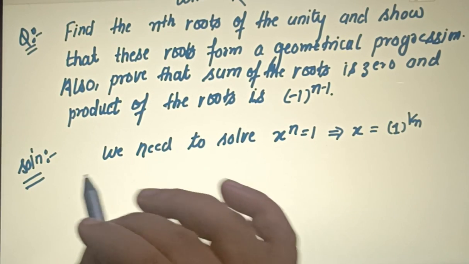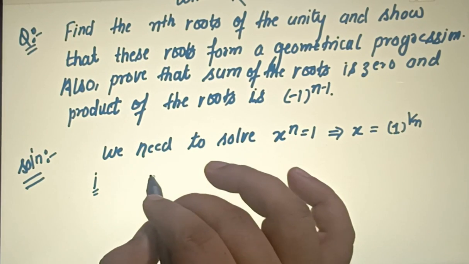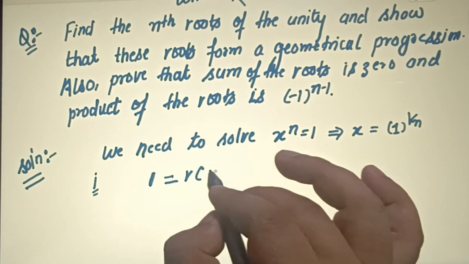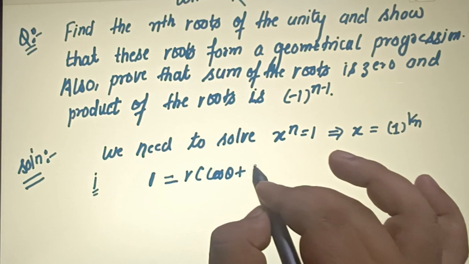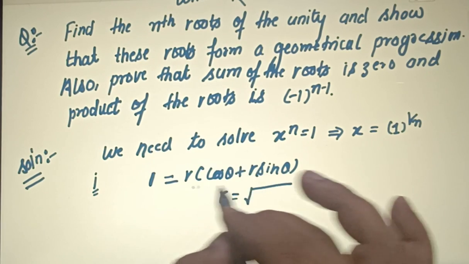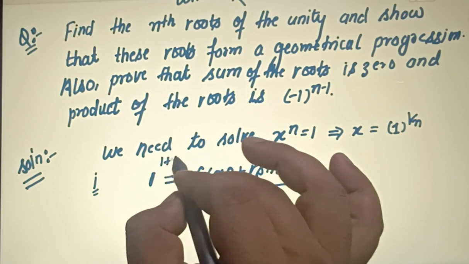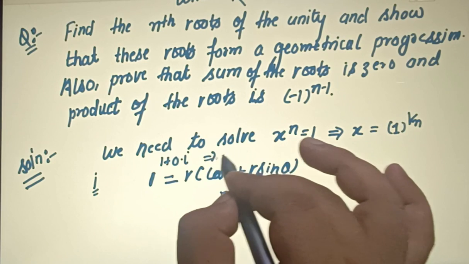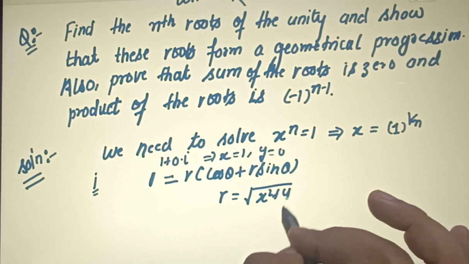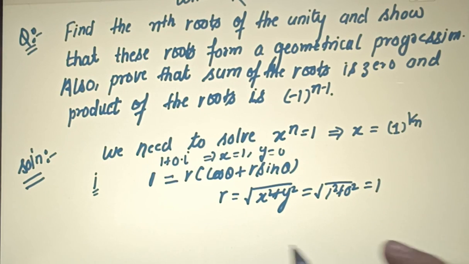First of all, in the first step, we write it in polar form. What is the polar form of 1? The complex number here is 1, so you write r cos theta plus i r sin theta. On comparing, since your complex number is 1 plus 0 into iota, the value of x is 1 and the value of y is 0. So r is the square root of x square plus y square, which is 1 square plus 0 square, equal to 1. So the value of r is 1.